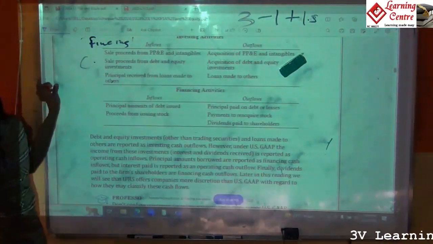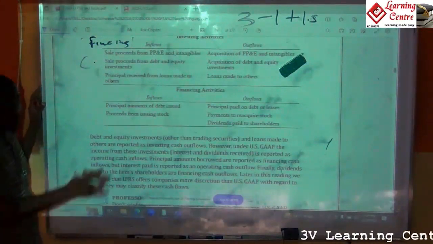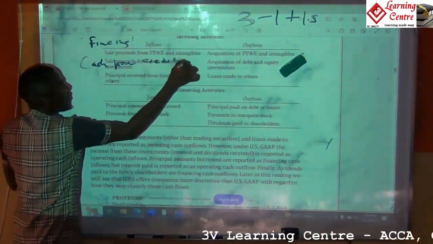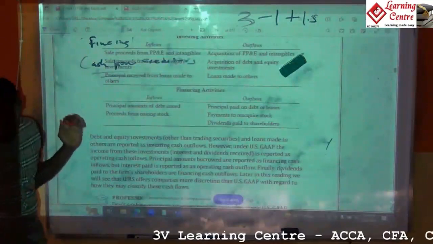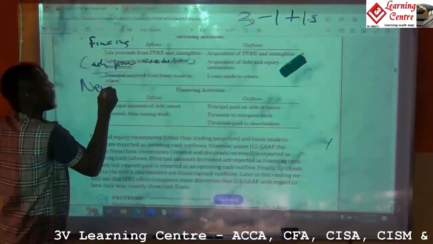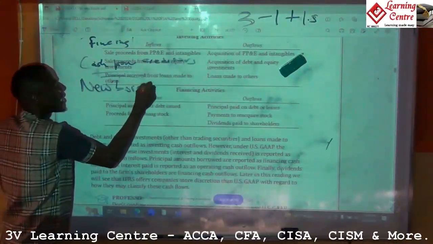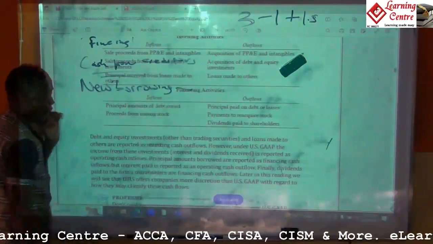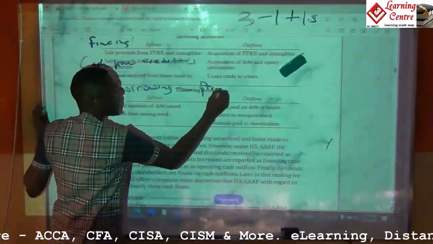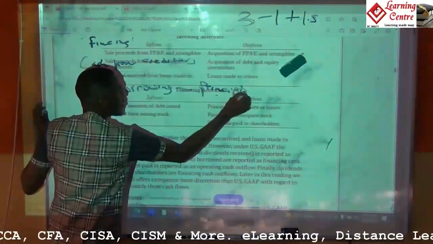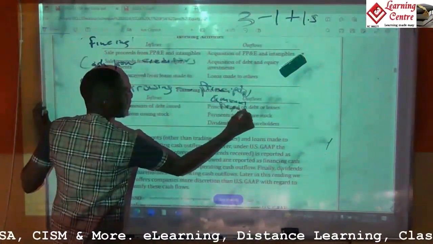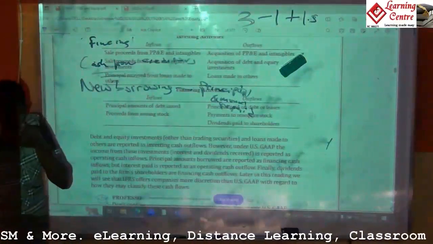So there are two forms. Cash from creditors. Are we together? Cash from creditors is the new borrowings minus the principal amount you paid.